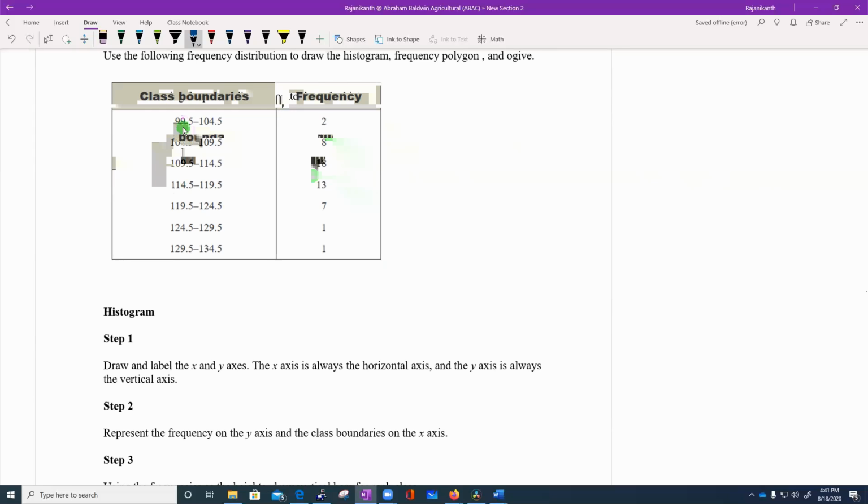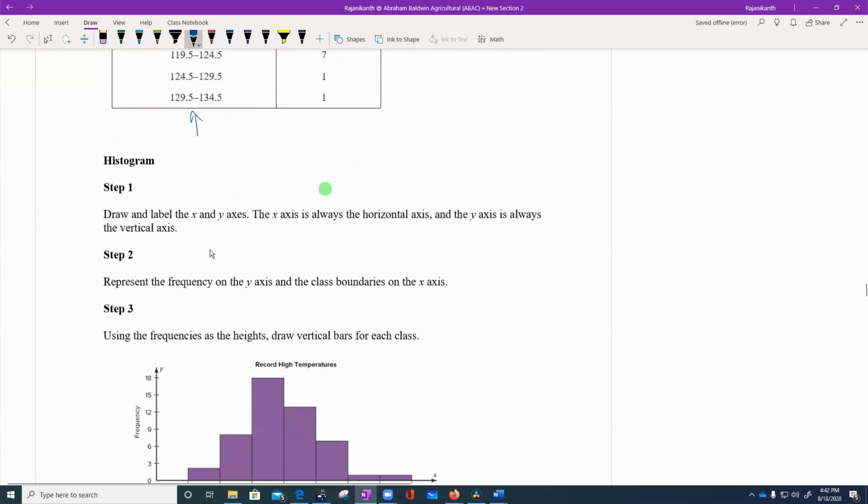But remember, if you want to draw a histogram, you have to focus on only class boundaries. I don't want class limits. That's why I did not take that column. I need only 2 columns to draw a histogram, okay? One is the class boundaries, another one is the corresponding frequency values for each class boundary, okay? So take all the class boundaries in the x-axis and all the frequency values in the y-axis. So I have explained here all the directions and methods.